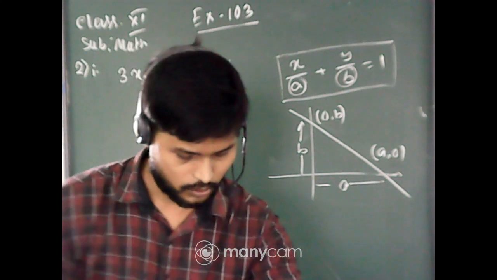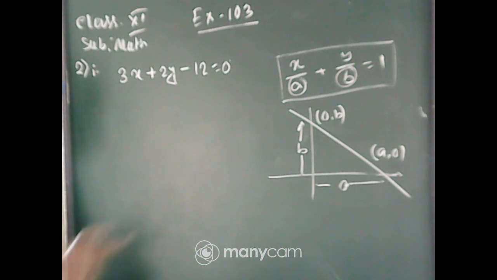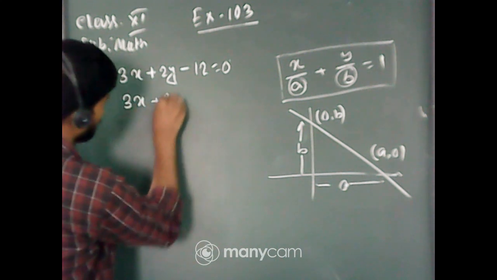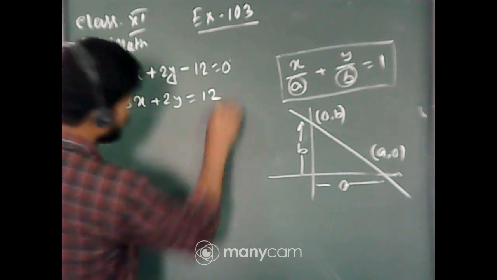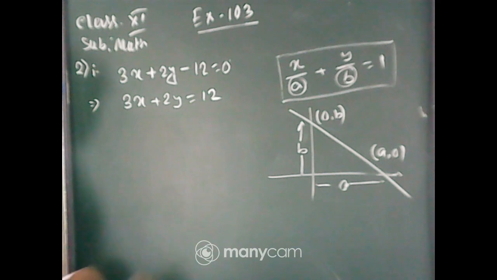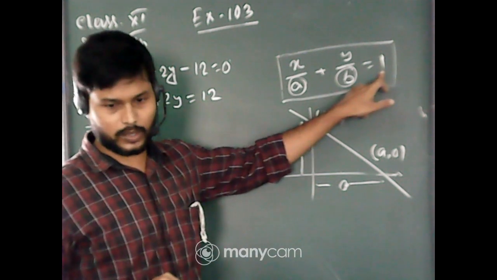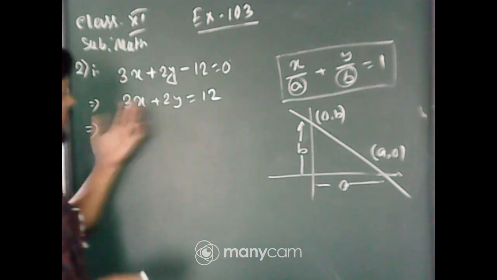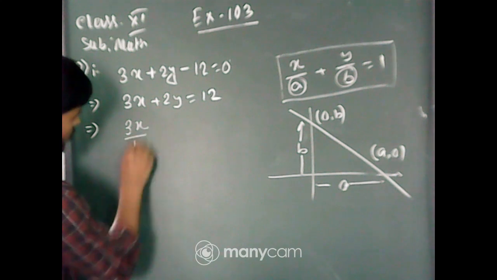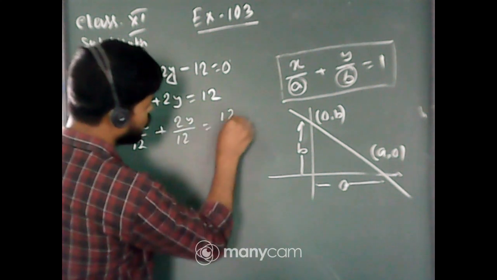So look how we can reduce this equation into intercept form. We can write 3x plus 2y is equal to 12. We are shifting this 12 from the left hand side to the right hand side. Now the right hand side must be equal to 1, so we divide this equation by 12. So 3x by 12 plus 2y by 12 is equal to 12 by 12.